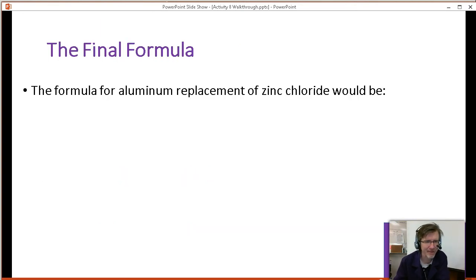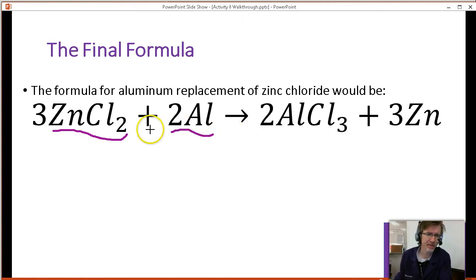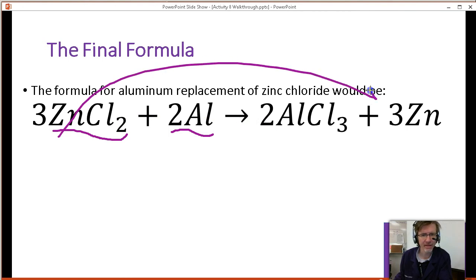So here's the final formula. I had aluminum sprinkled into a dance hall where zinc and chloride were happily dancing. Here they are right here, and I put aluminum in there. These guys were totally happy. Zinc is dancing with 2 chlorines. Aluminum butts in. Boom. Zinc gets booted by aluminum. Aluminum takes zinc's place. But you need 3 chlorines now for every aluminum.